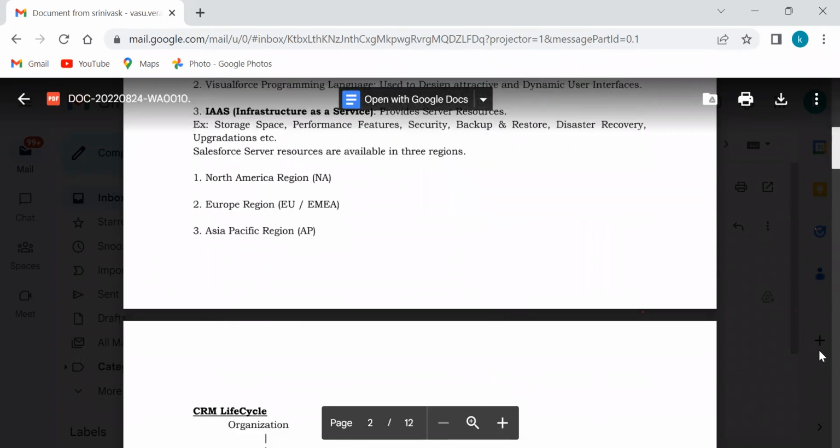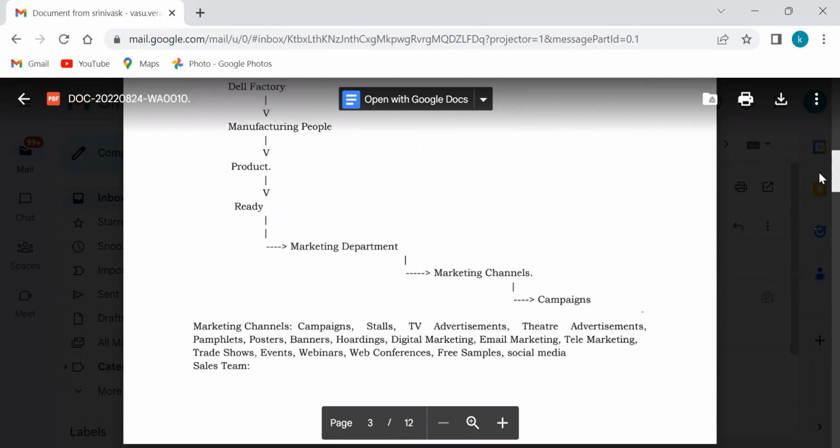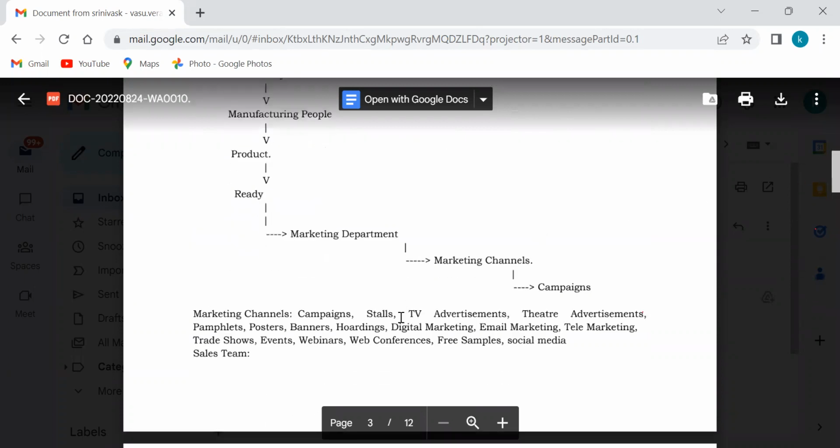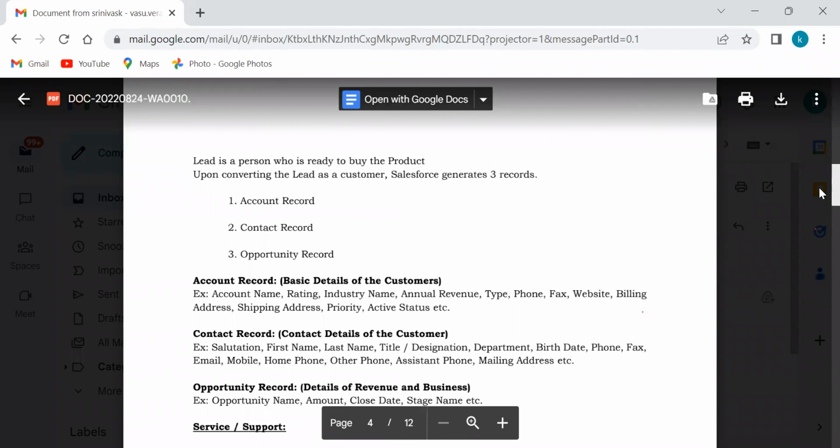As part of software as a service, Salesforce is providing a ready-made CRM application, which is called Salesforce CRM. As part of platform as a service, they are providing the Force.com platform, which contains two programming languages, Apex and Visualforce, to build custom applications. And as part of infrastructure as a service, they are providing server resources. And also we have discussed the CRM lifecycle, and the phases involved in any CRM lifecycle. Any CRM lifecycle will contain three phases: marketing, sales, and service. All three are important for any organization.